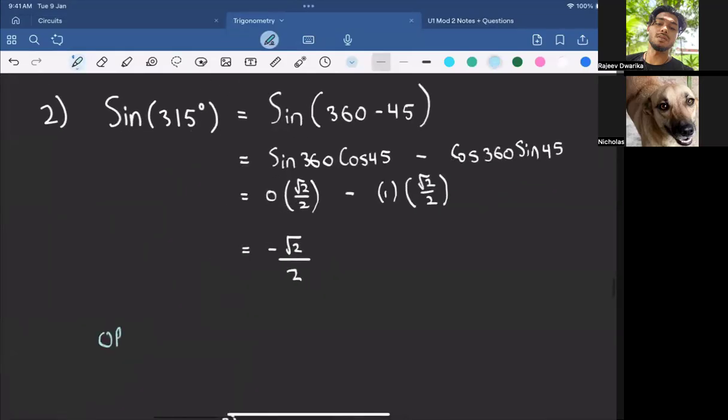Or you could have said, you could have added: sine 270 plus 45.